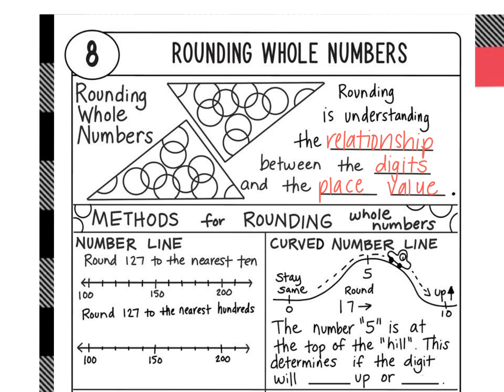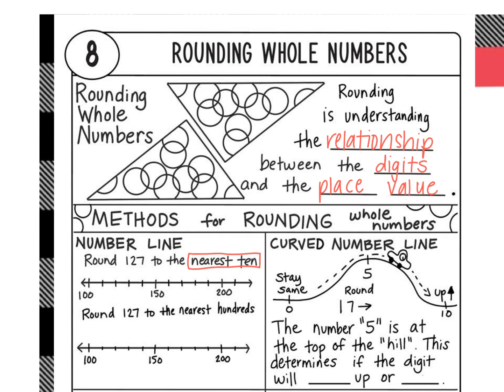Okay, we have a couple of methods for rounding whole numbers. First, we have number line. So this says round 127 to the nearest 10. So I want to round it to the nearest 10. Remember our cubes method that we were working with yesterday? We want to make sure that we box keywords. Nearest 10 is going to be considered a keyword in this problem.